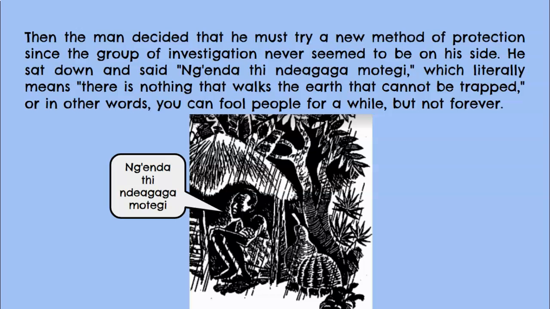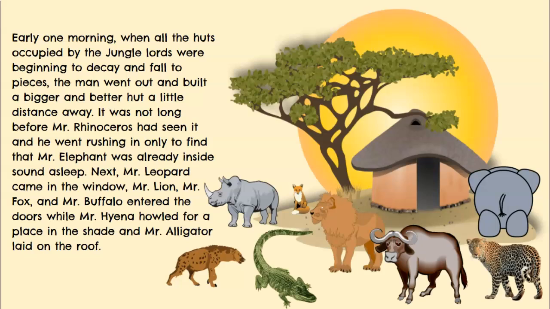He sat down and said, "Nigenda ti nigagaga motegi," which literally means there is nothing that walks the earth that cannot be trapped. In other words, you can fool people for a while, but not forever. Early one morning, when all the huts occupied by the jungle lords were beginning to decay and fall to pieces, the man went out and built a bigger and better hut a little distance away.